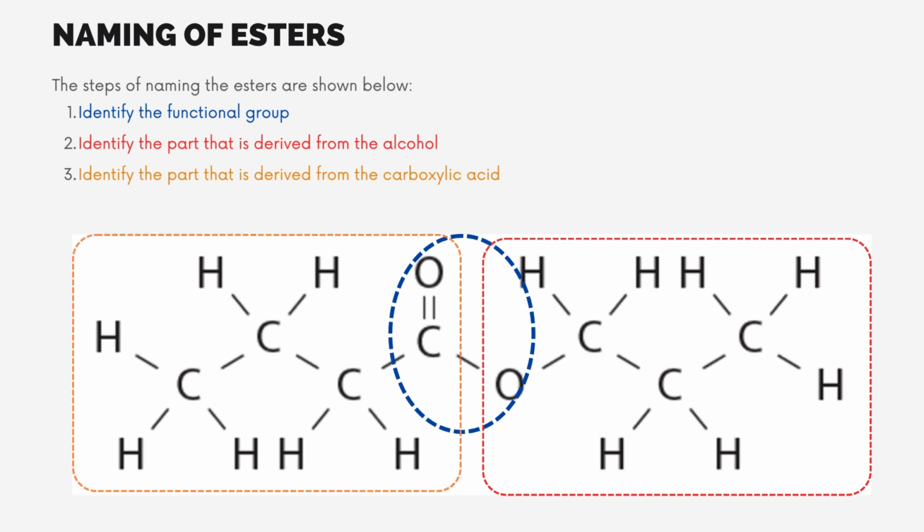Step 3. We identify the part that comes from the carboxylic acid. This is shown by the orange square. Remember, the OH group is removed from the carboxylic acid during the formation of the esters. Hence, we look out for the O double bonded to the carbon when identifying the part that comes from the carboxylic acid.